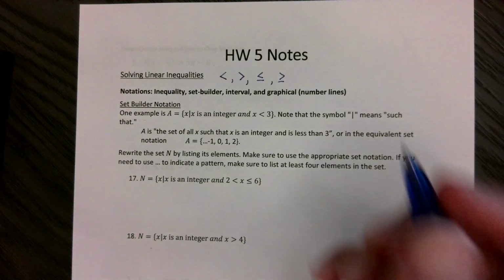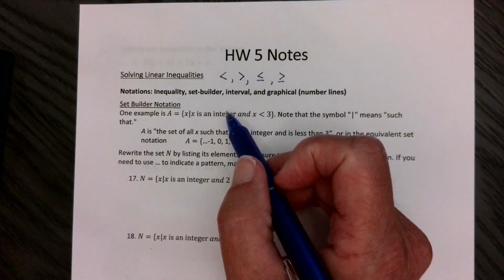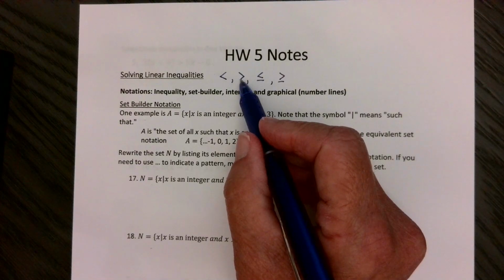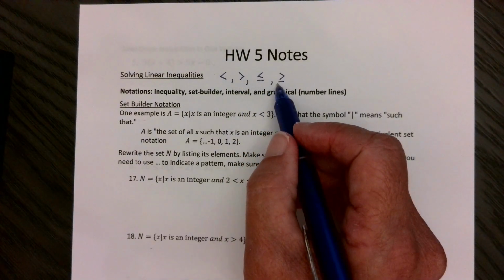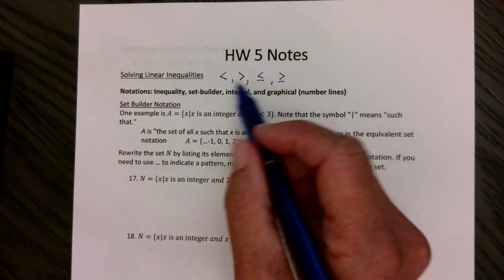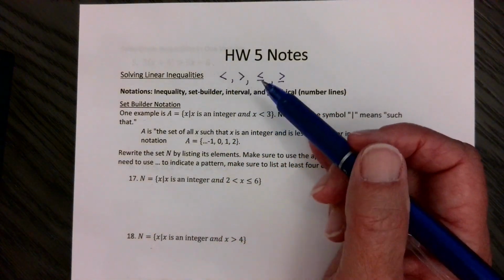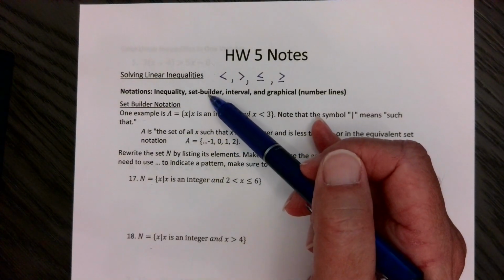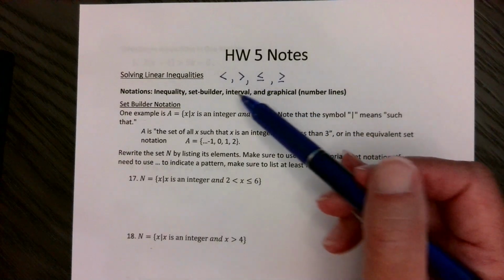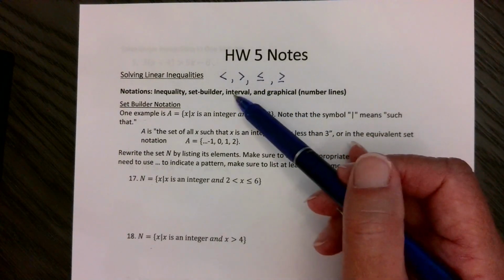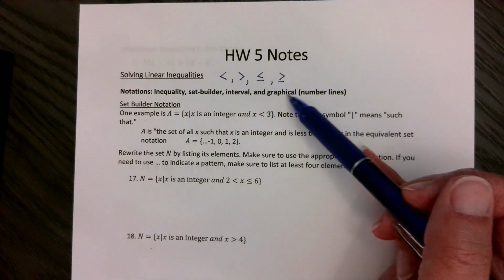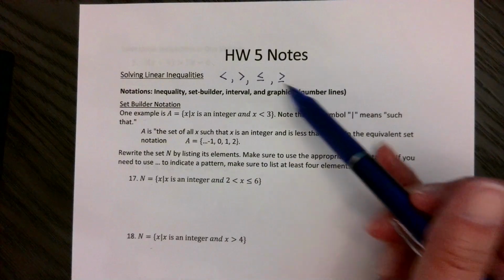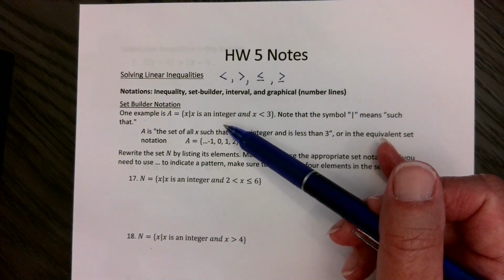Okay, homework 5 is solving linear inequalities. An inequality would be a less than or greater than, a less than or equal to, or greater than or equal to. You're going to be asked to write it in different notations. One will be an inequality, another one is set builder, interval, which is the one we're going to use most, and a graphical, which is a number line. And the number line is going to help you with interval notation.